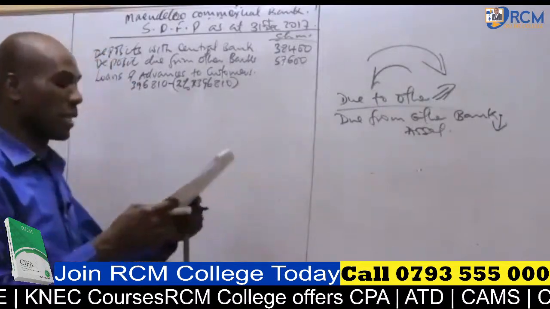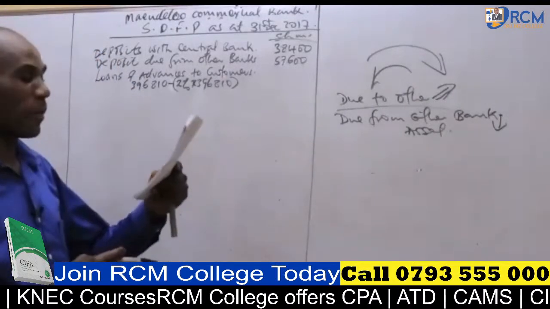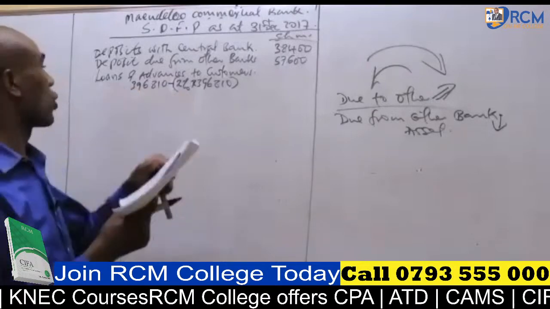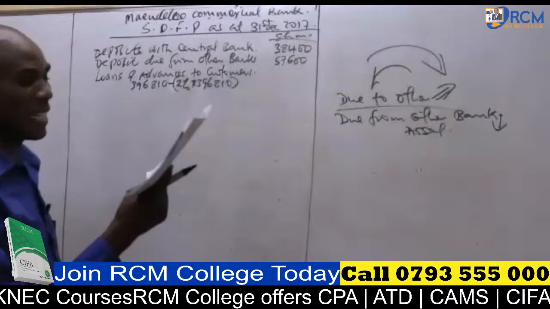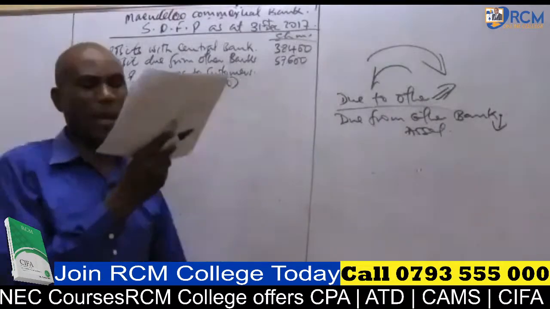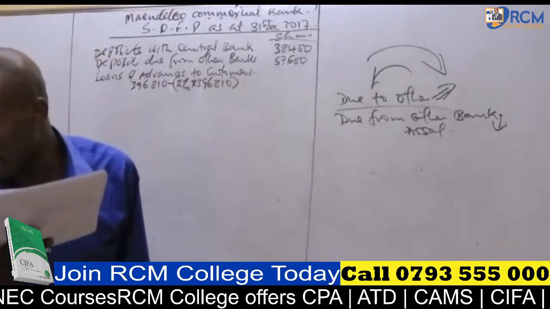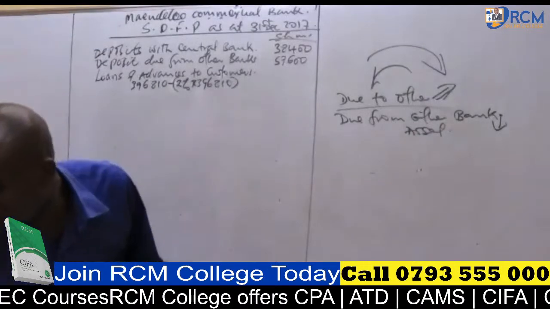Therefore, that is a clarification there. Due from other banks is an asset, but due to other banks is a liability. I believe we are okay there.